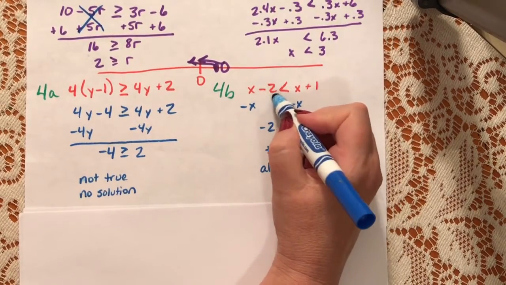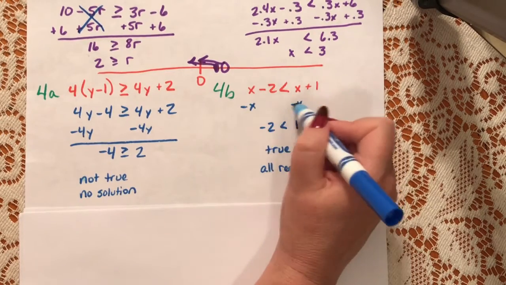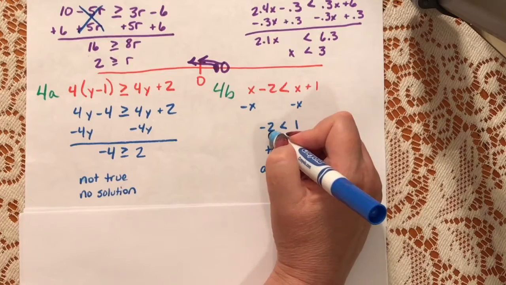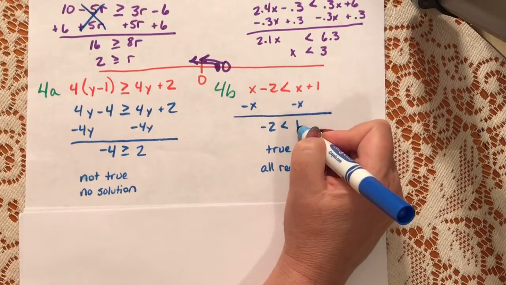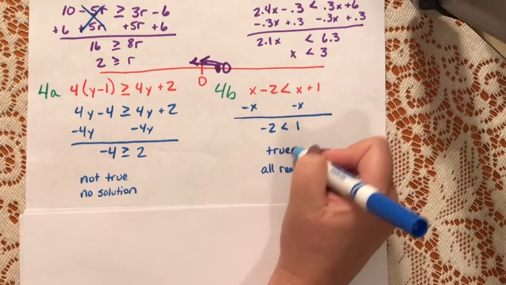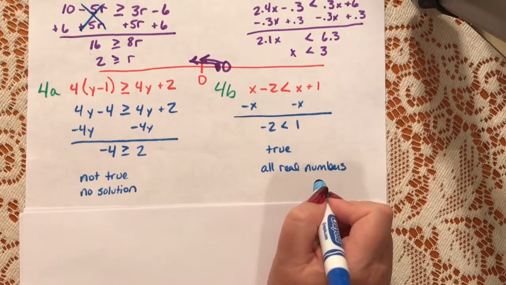Here, x minus 2 is less than x plus 1. I'm going to subtract x from both sides, getting rid of them, which leaves me with negative 2 is smaller than 1. That is true, which means I can put in all real numbers, and that will always be true.